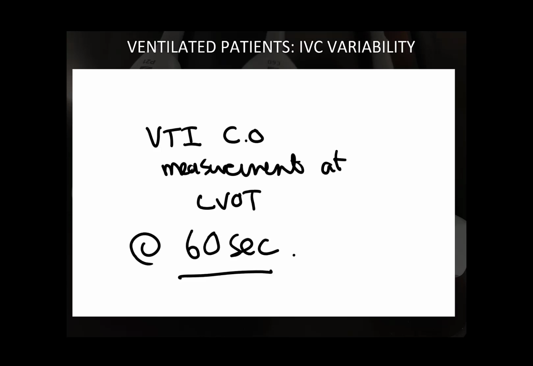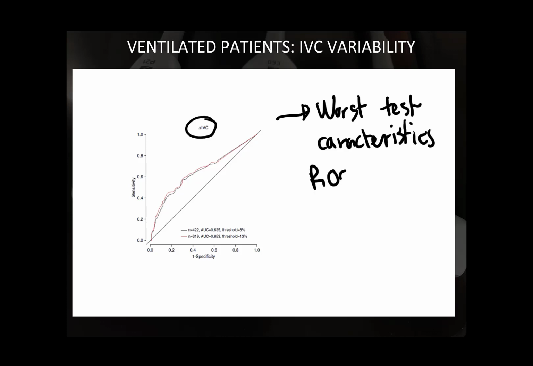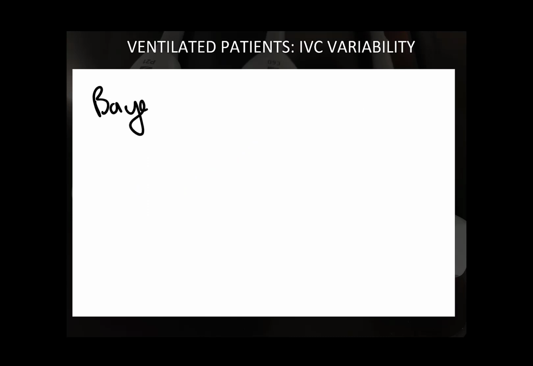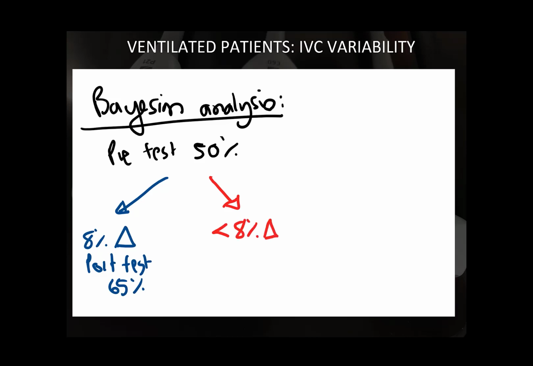They found that of the methods evaluated, IVC variability had the worst test characteristics. In a Bayesian analysis of the data, with pretest probability set at 50%, it was found that greater than 8% variability will increase post-test probability to 65%, whilst less than 8% variability changes post-test probability to 39%.